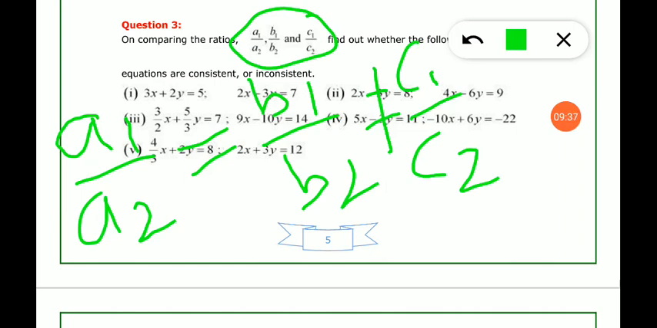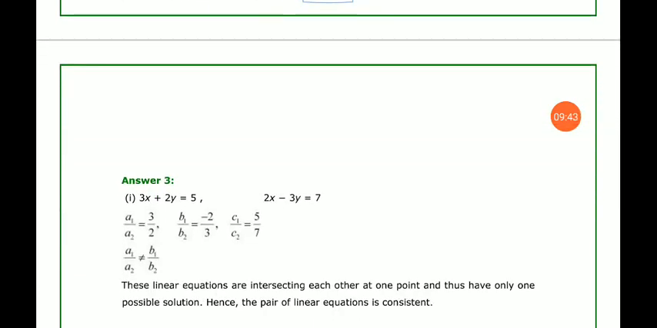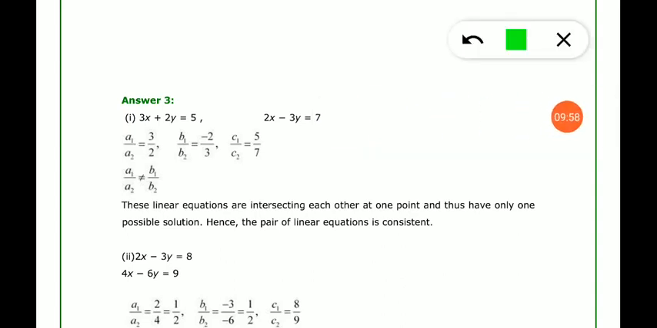So again the same procedure we will follow. We will compare the given equations with the general equation, find out the values of a1, b1, c1, a2, b2, c2, and then we will find out the ratio. Here in the first part you will see that the ratios are not equal, which means it is intersecting lines, and hence the pair of equations is consistent.